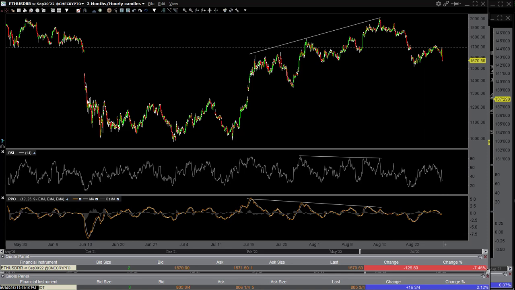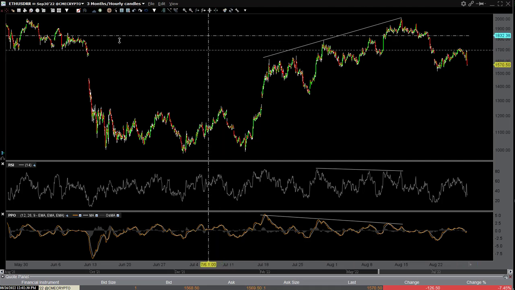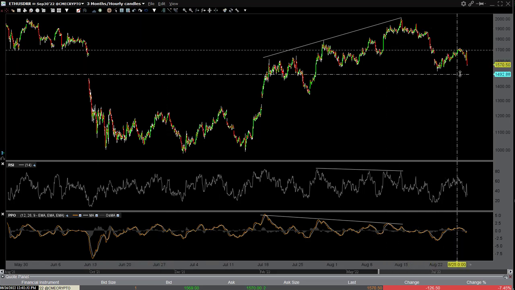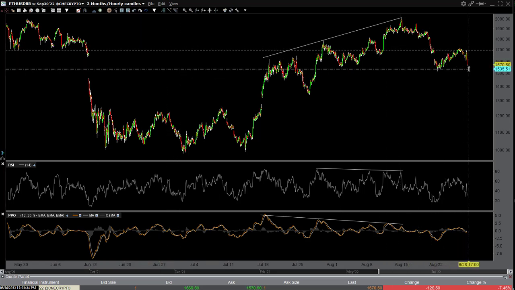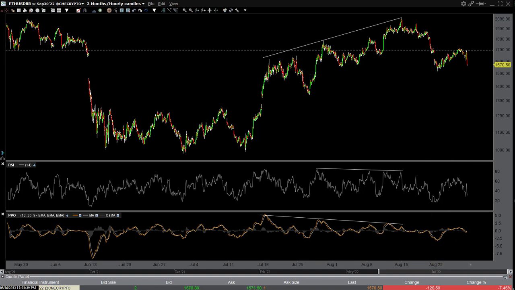Let me just size this chart for you real quick. ETHUSDRR. Let me make sure that's right, I just rolled mine today. Bear with me one second. Yeah, the September. Okay, so the August was the last one. That one's about to stop trading. So here's the September contract. And this is a 60-minute chart.